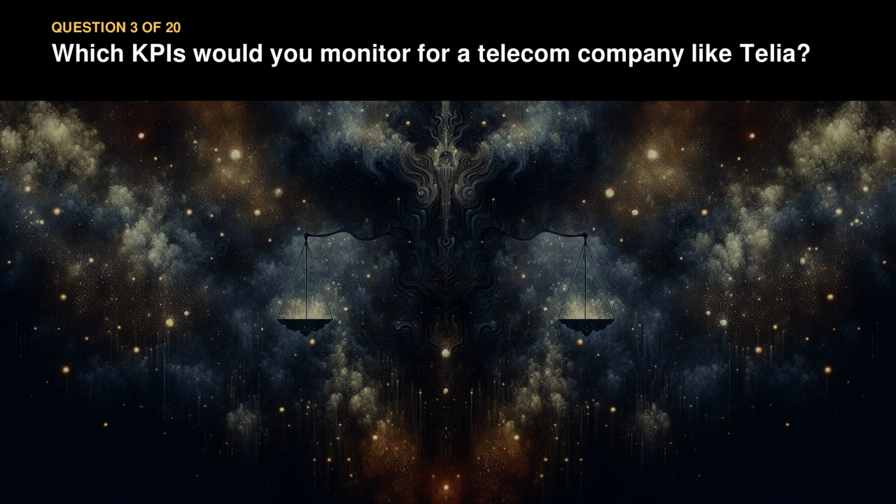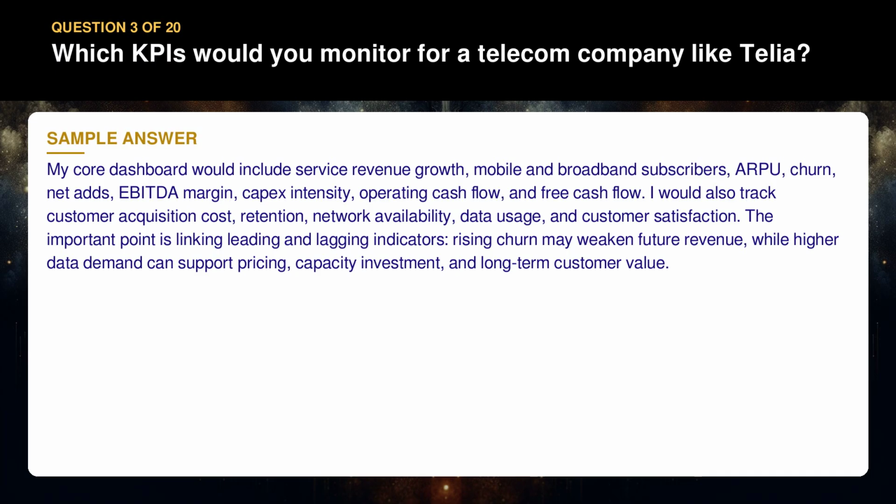Question 3. Which KPIs would you monitor for a telecom company like Telia? My core dashboard would include service revenue growth, mobile and broadband subscribers, ARPU, churn, net adds, EBITDA margin, CapEx intensity, operating cash flow, and free cash flow. I would also track customer acquisition cost, retention, network availability, data usage, and customer satisfaction. The important point is linking leading and lagging indicators. Rising churn may weaken future revenue, while higher data demand can support pricing, capacity investment, and long-term customer value.